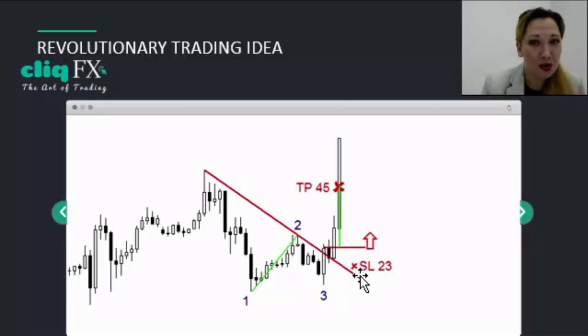How much is your take profit? It's the distance between position number 1 and number 2. How much is your stop loss? It's half of this quantity of pips. How it works in the markets.